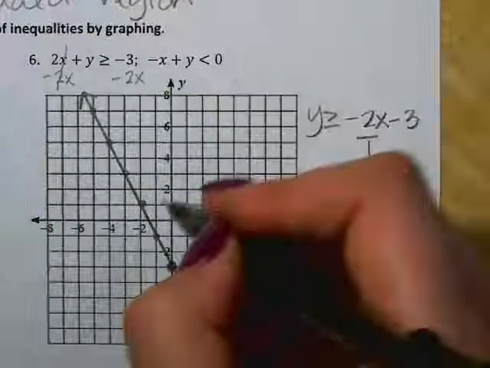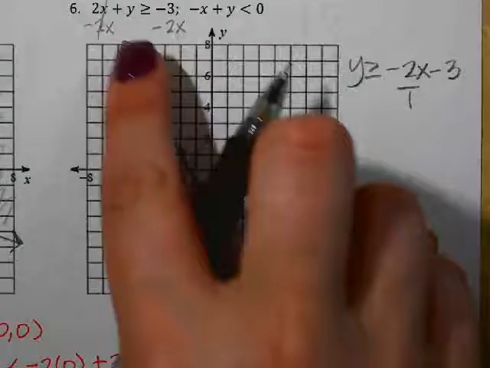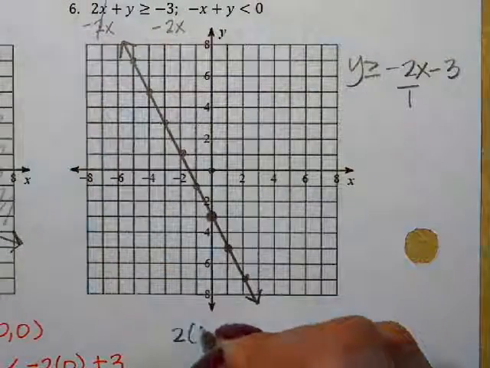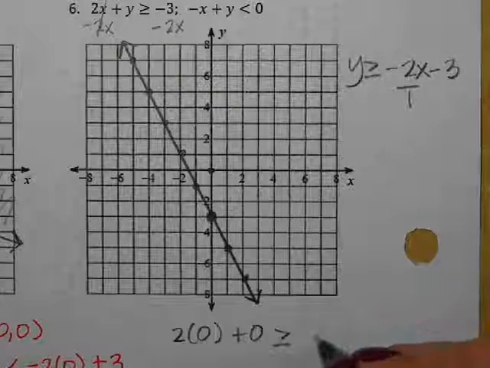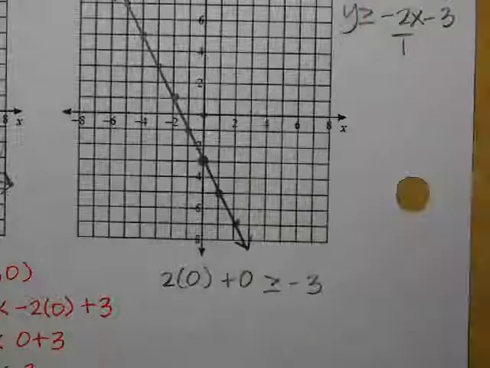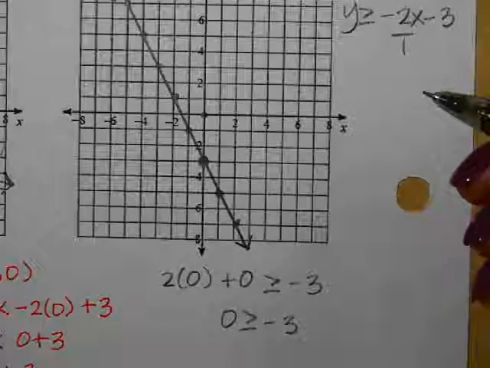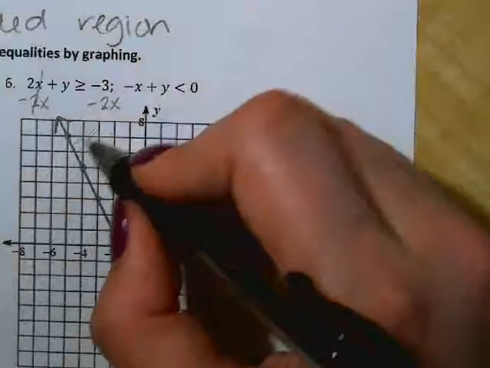And I'll plug in 0, 0 to see what side I should shade on. So I have 2 times 0 plus 0. 2 times x plus y is greater than or equal to -3. 0 is greater than or equal to a negative. That's a true statement. And so I'm going to shade on the side with 0.